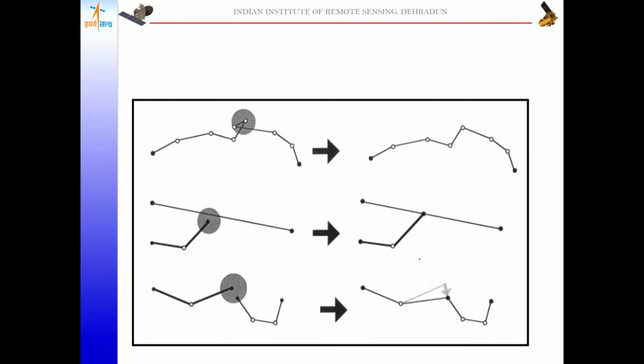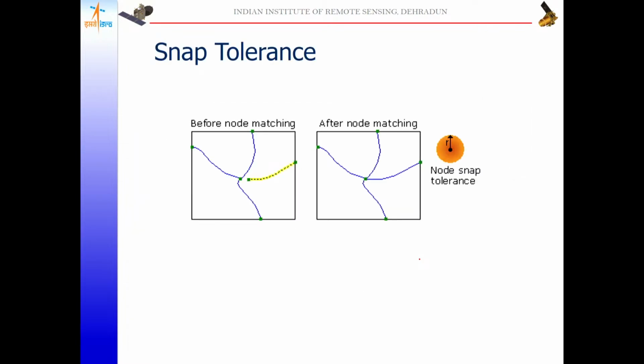Some of these errors can be minimized by taking certain care, and some of the errors need to be checked later on. For example, geometric quality assessment needs to be performed after you create the data, while overshoot, undershoot, sliver, and duplicate lines, these issues can be taken care of in the beginning itself by enabling tolerance. So what is tolerance?